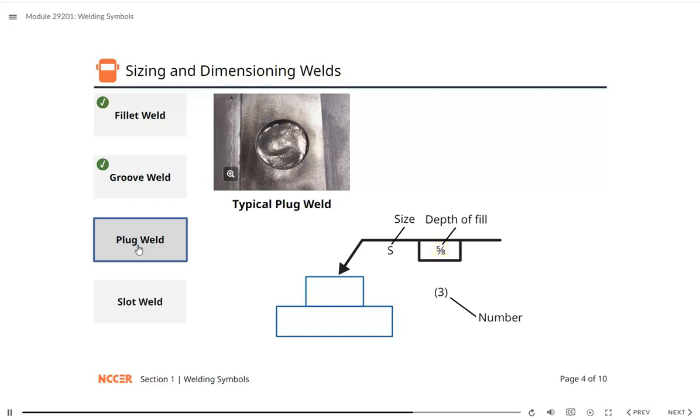If needed, the angle of the countersink will be shown above or below the weld symbol. The pitch will be shown to the right of the plug weld symbol.